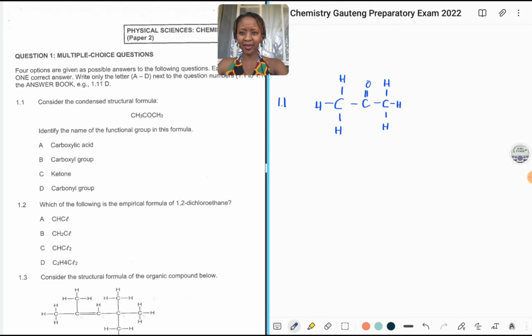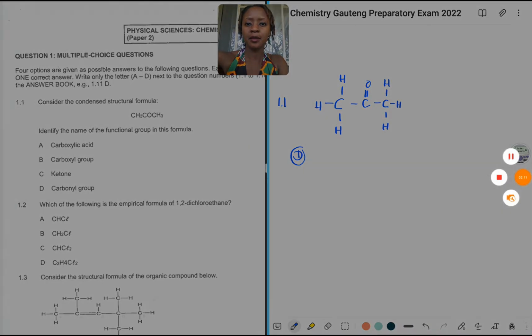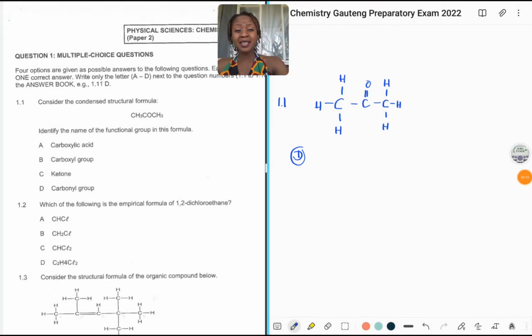When I see this, I think aldehyde or ketone, but an aldehyde has the double bond at the end, so it must be a ketone. But that is not a functional group. The functional group of a ketone is actually the carbonyl group, so that will be option D. 1.1 will be D, because if you said ketone, that is a homologous series, not the functional group.